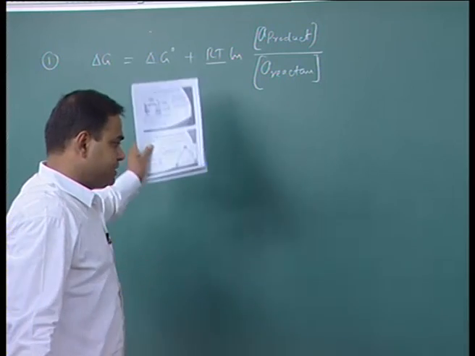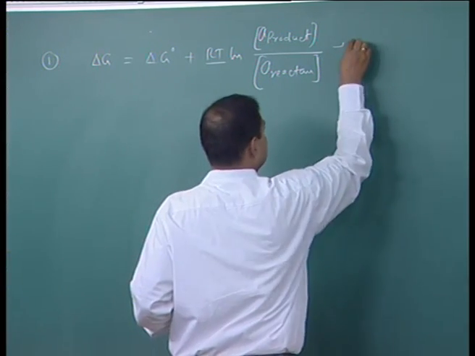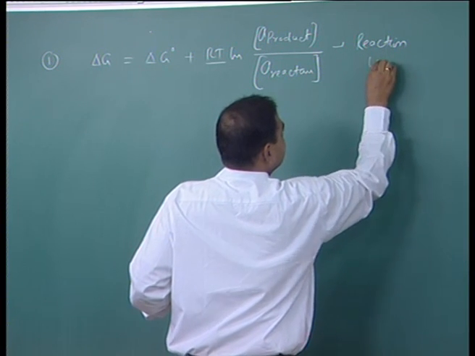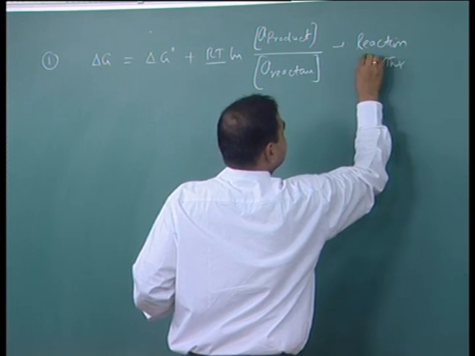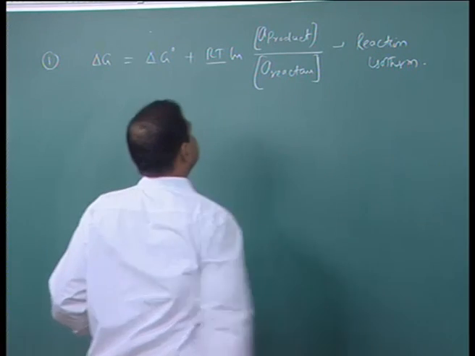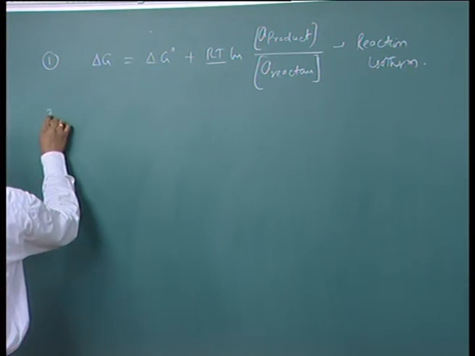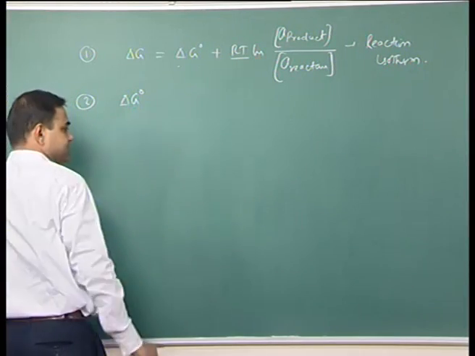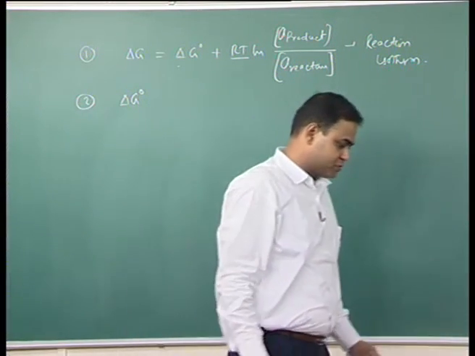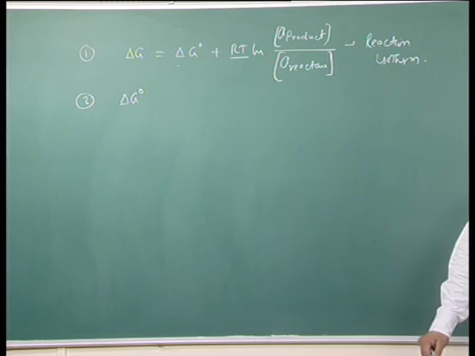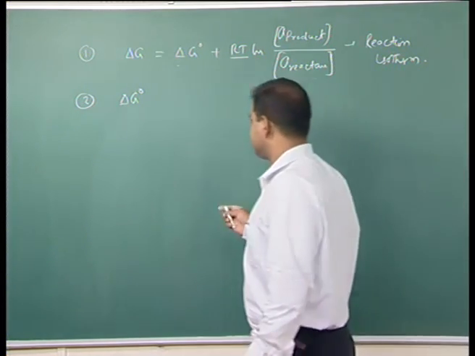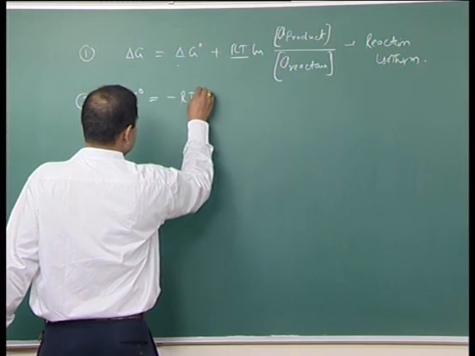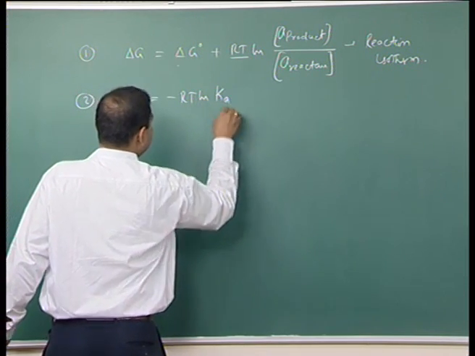So, this is called the reaction isotherm. Now, the second relation which comes from this is del G0 in the standard state, which is basically 1 atmosphere pressure, and normally we consider 25 degrees Celsius temperature. In that case, del G0 equals minus RT ln Ka.